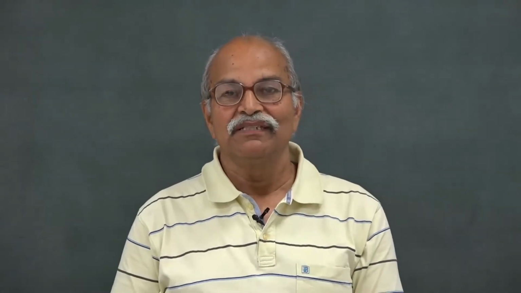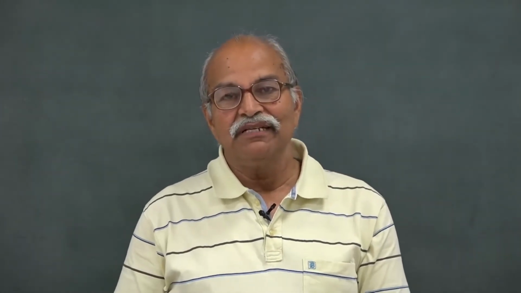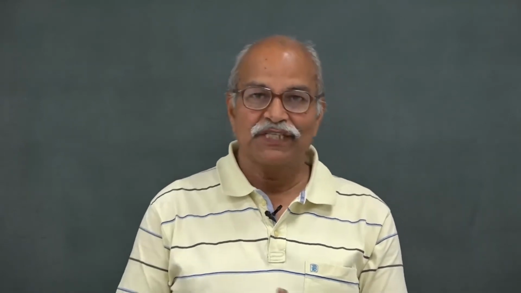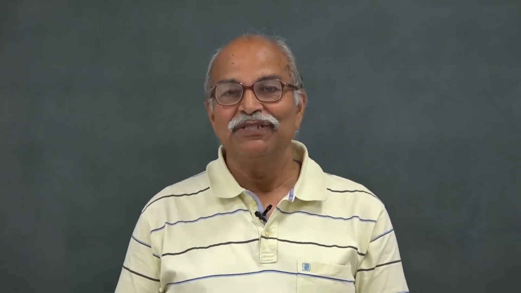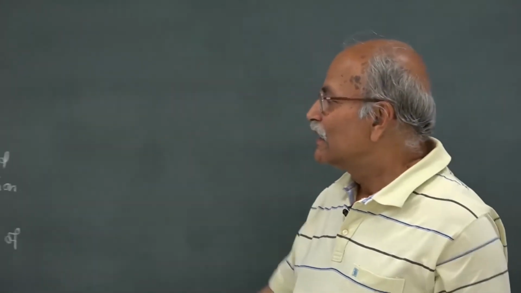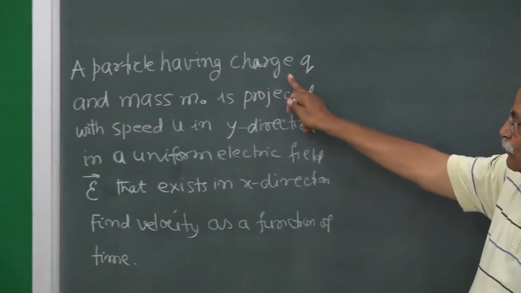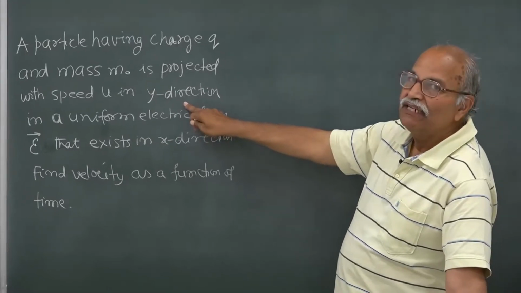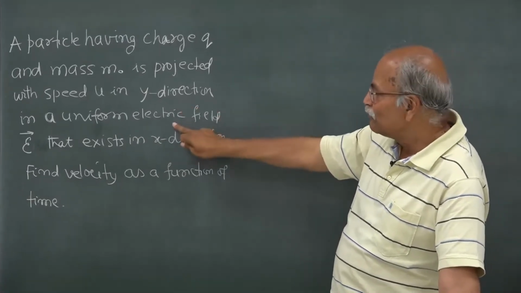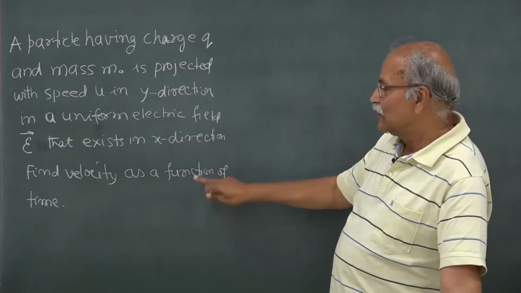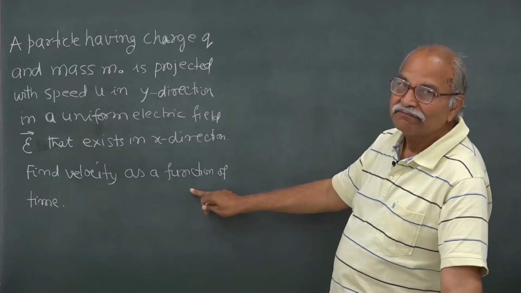Today I will start with a question where this will not be the case: the velocity and the force will not always be parallel or always be perpendicular to each other. So, it will be a two dimensional curved motion. The problem is the following: a particle having charge q and mass m naught is projected with speed u in y direction in a uniform electric field E that exists in x direction. You have to find the velocity as a function of time. So, this is the question.